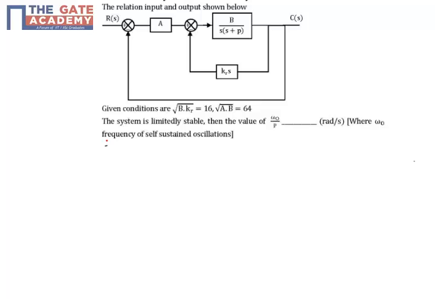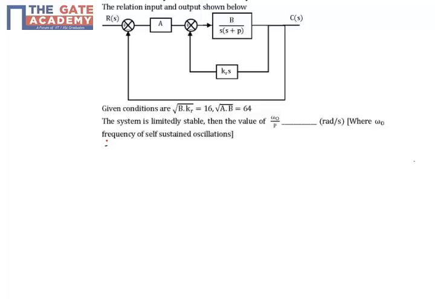In this question, we have to determine omega naught by p, where omega naught is the frequency of the system when it is marginally stable, and p is the parameter that we have to determine from the system. Now we have two loops in the block diagram that is given to us.